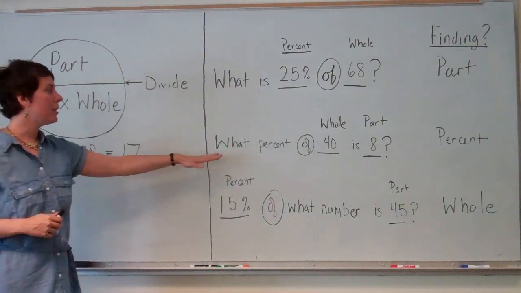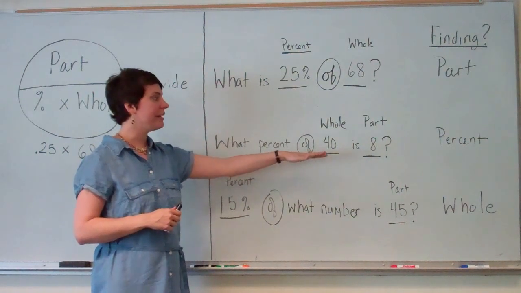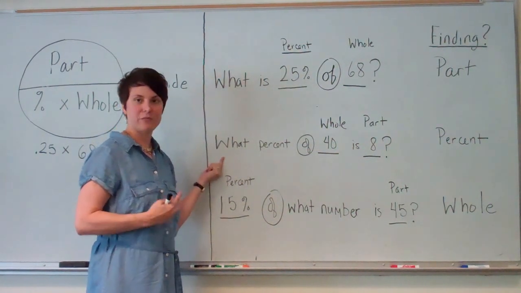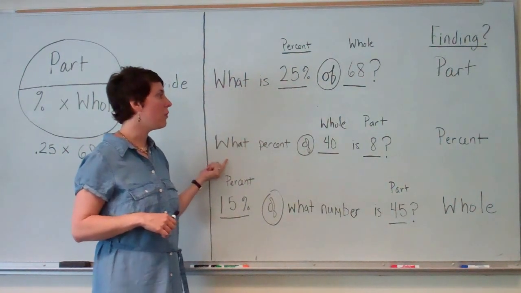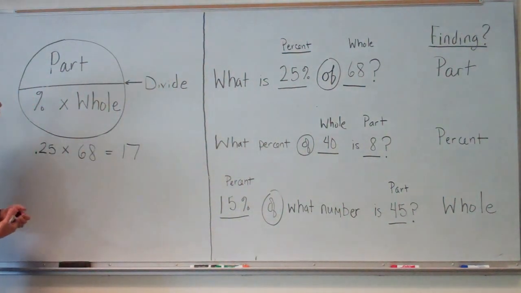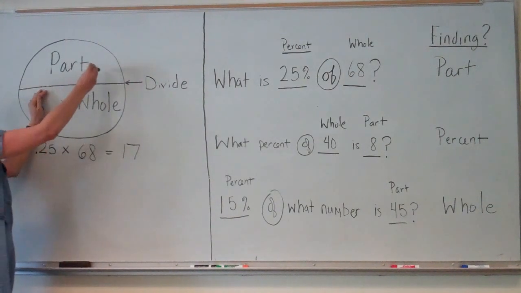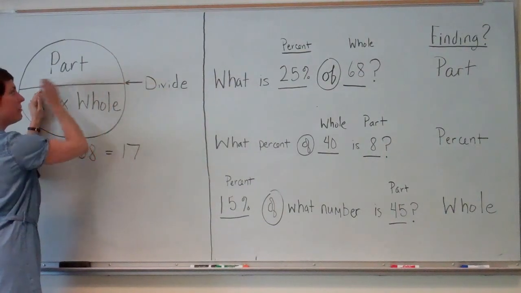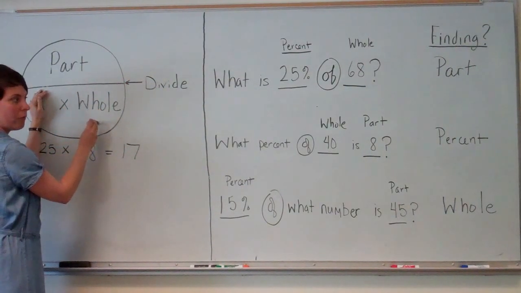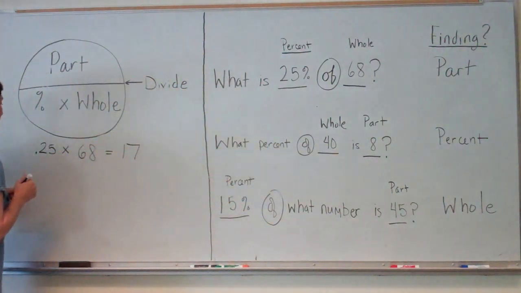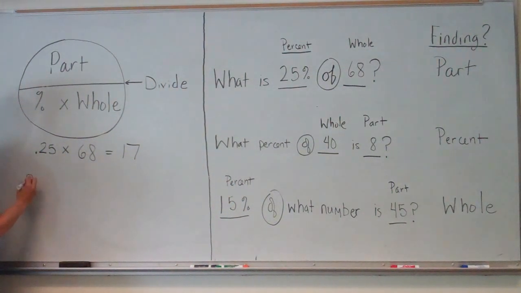In my second problem, what percent of 40 is 8? We're trying to find the percent, and we can see right here, it's even asking for it. It's saying what percent. So, if I don't have the percent, I'm going to cover it up, and the remaining symbols are going to tell me how to solve this problem. I'm going to take the part, remember this line means to divide, and I'm going to divide by the whole. Well, our part is 8, and our whole is 40. So I'm going to go ahead and divide. 8 divided by 40, and that's going to give me 0.2.